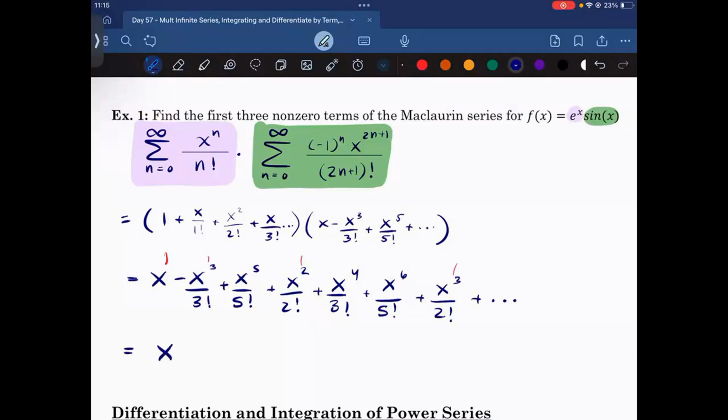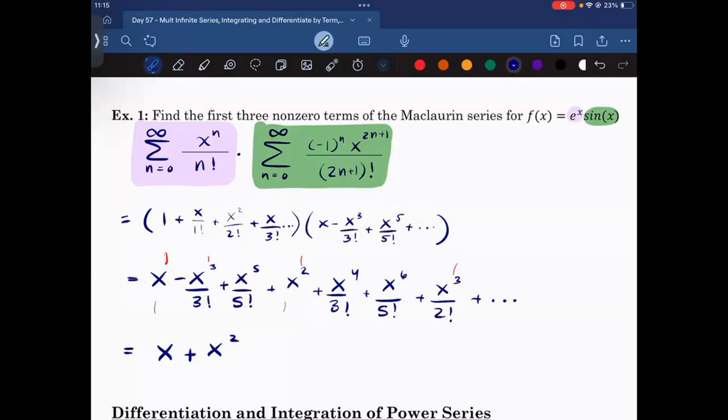So x minus or plus x squared. Where's my other? I'm missing an x squared. Oh goodness, what did I do? Oh, I don't know why I did that. That should not be over 2 factorial. My bad, that's why. And then, so those match.